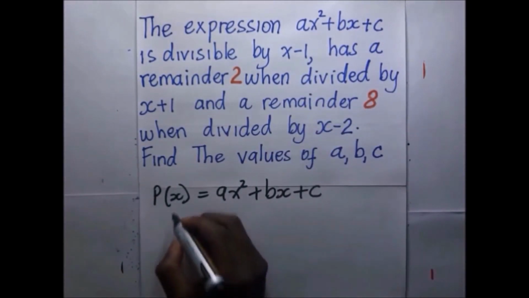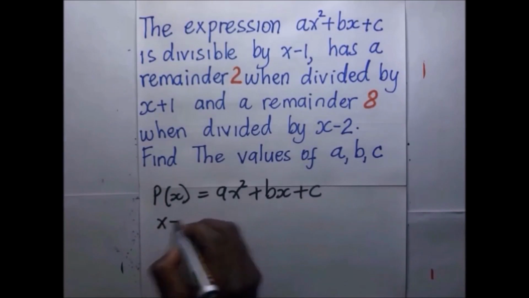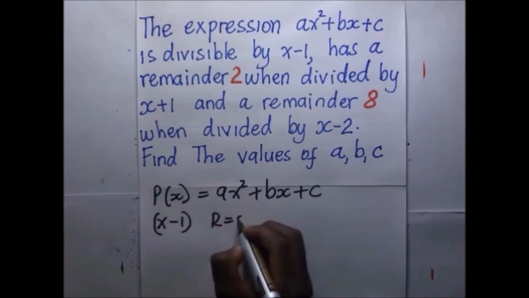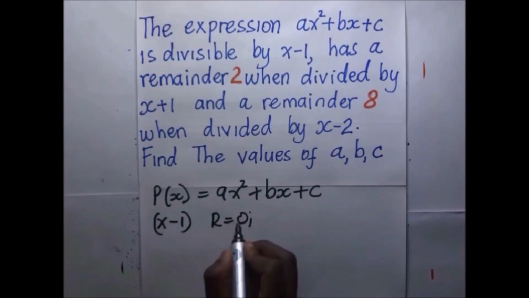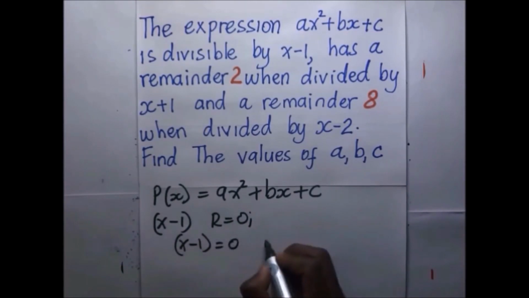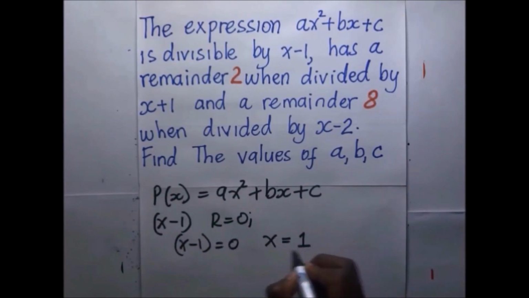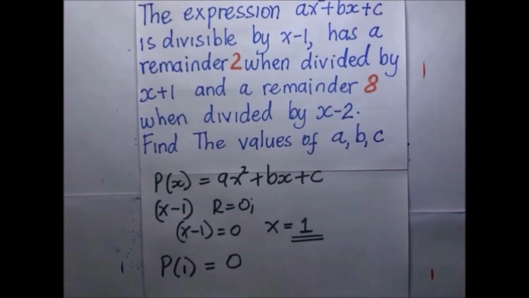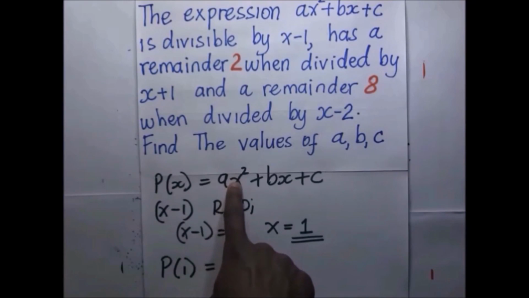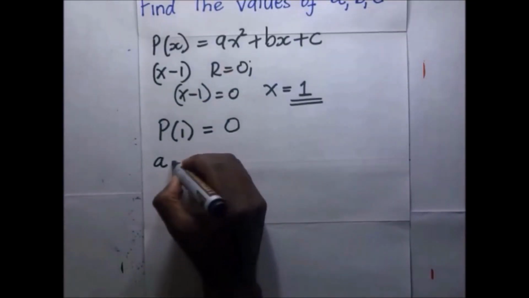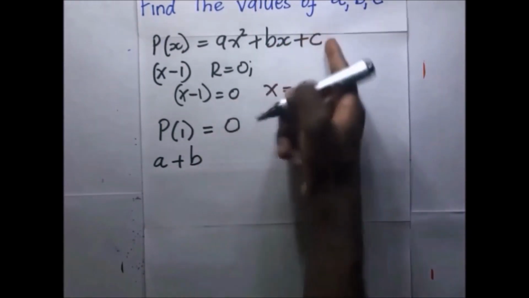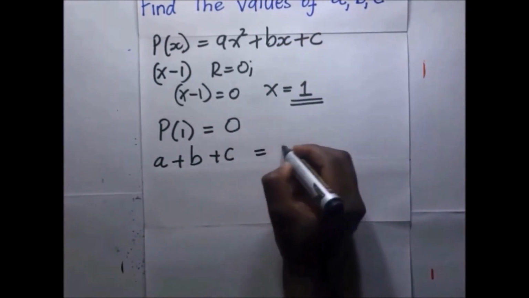I mean that if x minus 1 gives you a remainder of 0, it means that for the remainder to be 0, x minus 1 should be equal to 0. So x should be 1. P of 1 should be equal to 0. Meaning that when our value of x is 1, so we put 1 here, it means that a plus b, b times 1 is b, plus c is equal to 0.